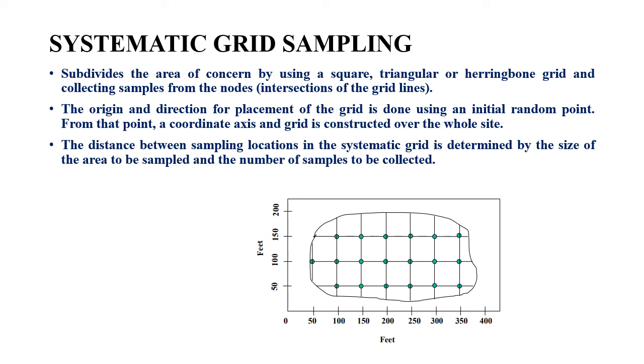One more thing is that the distance between these sampling locations can vary. That distance is fixed based on the size of the area that is to be evaluated, and also based on the number of samples to be collected from this particular area. Based on that, the distance between these two sampling points will either be increased or decreased. This type of systematic grid sampling helps in delineating the extent of contamination and also the contaminant concentration gradients.